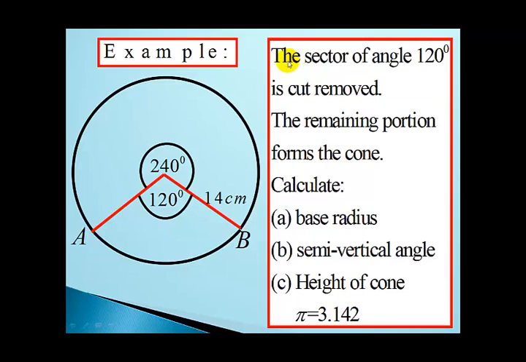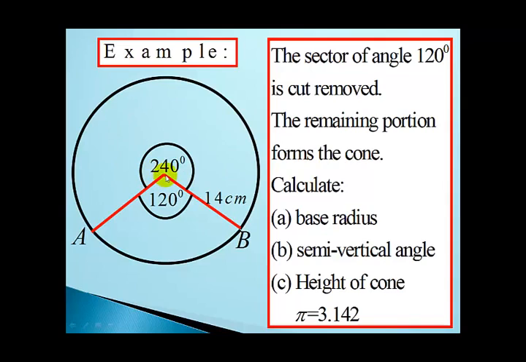The question says the sector of angle 120 degrees is cut removed. So when you look at the circle, the center, you realize we have two angles. We have 120 degrees angle and we have 240 degrees angle. Take note, that when we add the 240 degrees to the 120 degrees, we have 360 degrees. That is one complete revolution. The total angle at the center of a circle is equal to 360 degrees. That is one complete revolution.